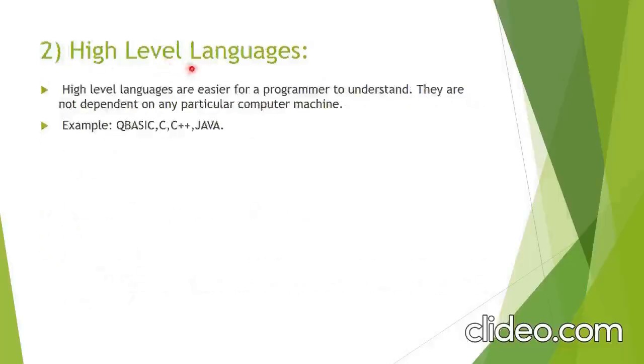Now high level language. Normally we write our programs in a high level language, because it is easy to write and easy to understand, and afterwards we convert it into machine level language. High level languages are easier for the programmer to understand. They are not dependent on any particular computer machine. This is a big advantage for the programmer. A few examples are QBasic, C, C++, Java, Python. All are written in high level programming languages. So hopefully everyone understands which is low level programming language and which is high level programming language.